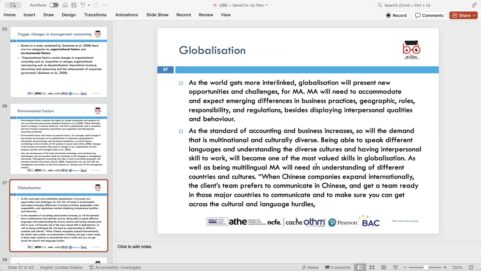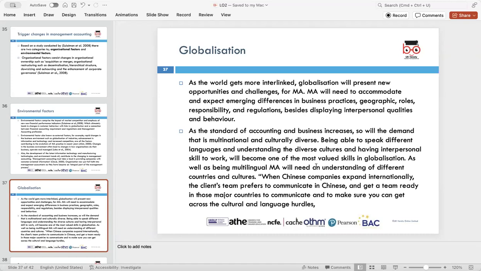Globalization, as you know, because of the increasing connectedness of the world, will bring about new opportunities. There are both opportunities and problems for management accounting. In addition to demonstrating interpersonal traits, management accountants will be required to conceptualize and anticipate coming variances in company processes, geographic location, roles, responsibilities, and legislation.